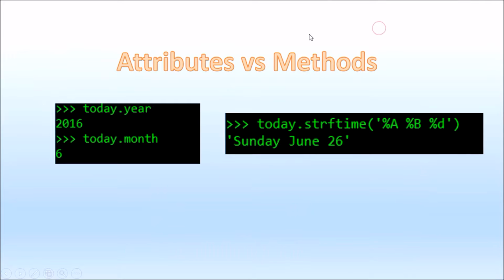But before I go into that, there are two differences between attributes and methods. Here's an example of attributes, and here's an example of a method. Attributes can be accessed through dot notation, and so can methods. But methods actually do some manipulation and create something new, whereas attributes are usually something we've already been given and can access later.